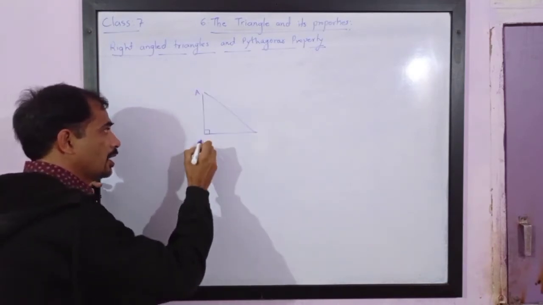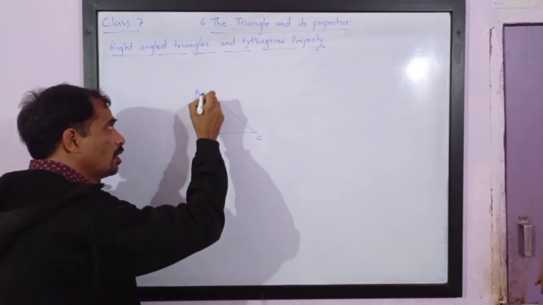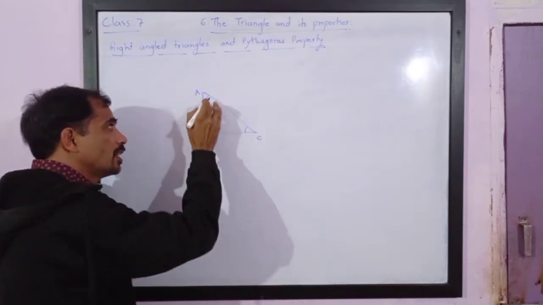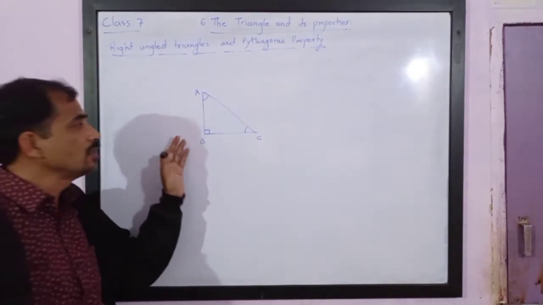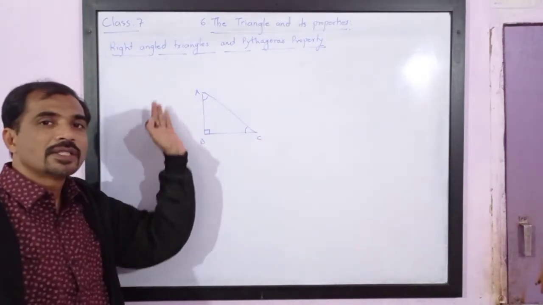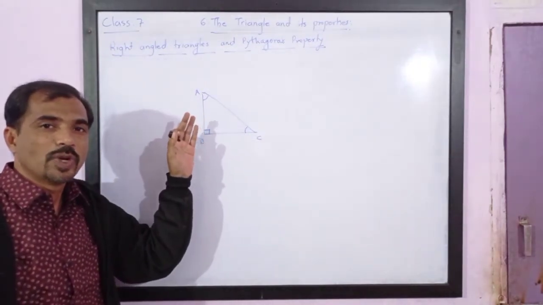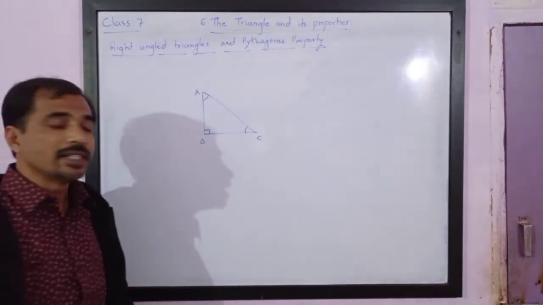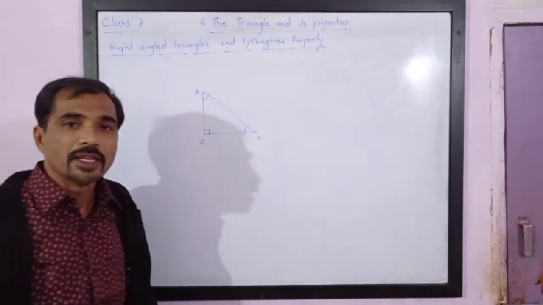In a right angle triangle ABC, you will notice that one angle is a right angle and the other angles are acute angles. They must be less than 90 degrees. The reason is we have already studied one property: the sum of interior angles of a triangle is 180 degrees. So if one is 90, then the sum of the other two must be 90 degrees. It means the other two are acute angles.